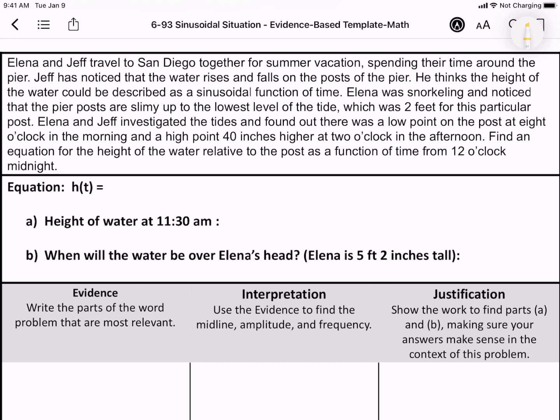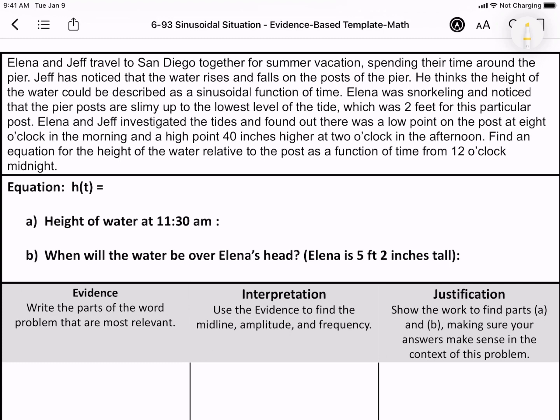Elena and Jeff investigated the tides and found out there was a low point on the post at 8 o'clock in the morning and a high point 40 inches higher at 2 o'clock in the morning. Find an equation for the height of the water relative to the post as a function of time from 12 o'clock midnight. Okay, this is a complicated problem, but it is important to be able to pinpoint important information. So pause me and make sure you've underlined important numbers in the text.